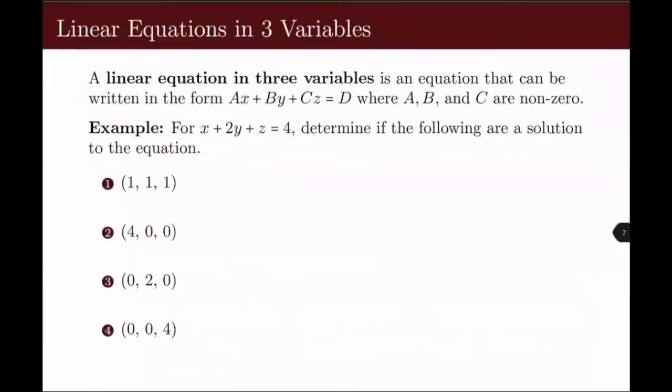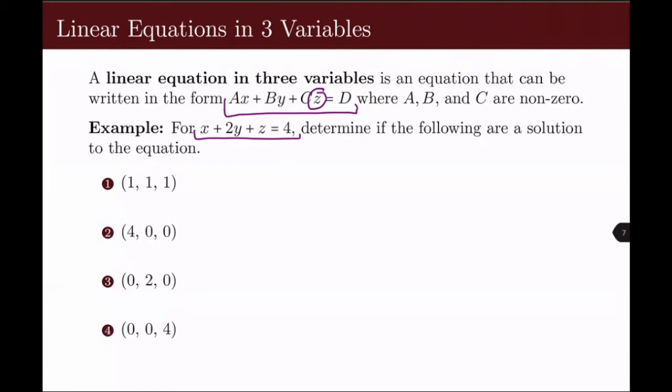Okay, now we have linear equations in 3 variables, and that is an equation that can be written in the form ax plus by plus cz equals d. So now we're adding a z, we're adding a third variable here. And a, b, and c are all non-zero. So our first example is we're going to take this equation here, x plus 2y plus z equals 4, and determine if the following are solutions to the equation.